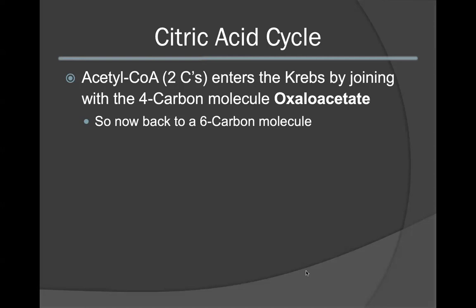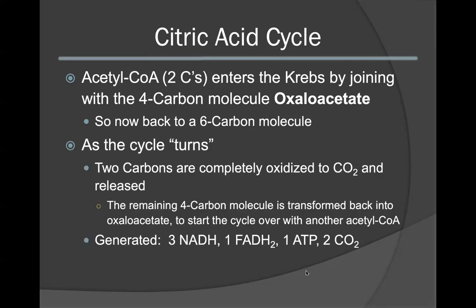It is the starting point of the citric acid cycle, and it is the molecule that picks up those 2 carbons from the acetyl-CoA. Because it is a 4-carbon molecule, when it picks up those additional 2 carbons from acetyl-CoA, it will now become a 6-carbon molecule. This 6-carbon molecule is citric acid, which is why the citric acid cycle is named as it is. As the cycle turns, because this is a cycle, these carbons that are coming in are going to be completely oxidized to form carbon dioxide. And this carbon dioxide is eventually going to be released by the cell.